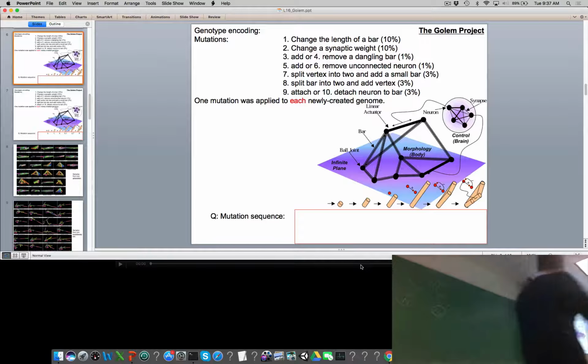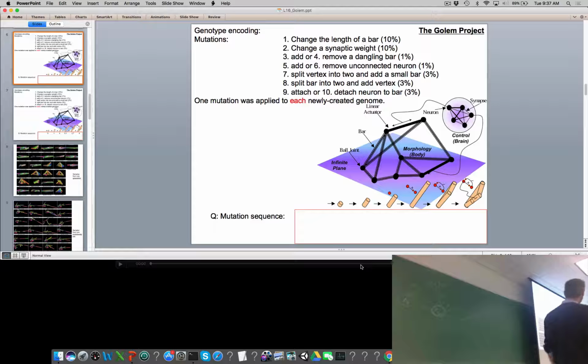Okay, so we start with these null genotypes, and then they define 9 different mutation operators. So whenever a robot produces an offspring, they introduce one or more of these 9 mutations. One of them is applied to each newly created genome. Here's a little cartoon to show you subsequent mutations. Here's our null robot, right? So a robot that has nothing. Suddenly this robot produces a child that is non-null. Which of these 9 mutations produced this from this?